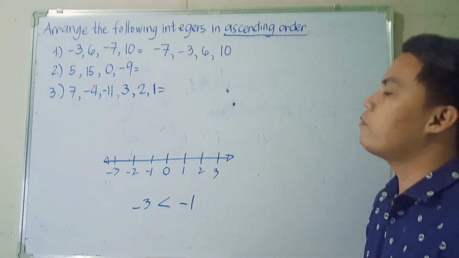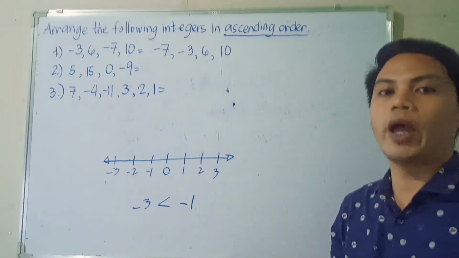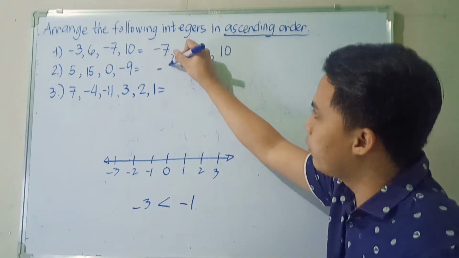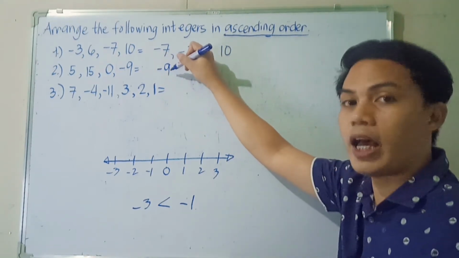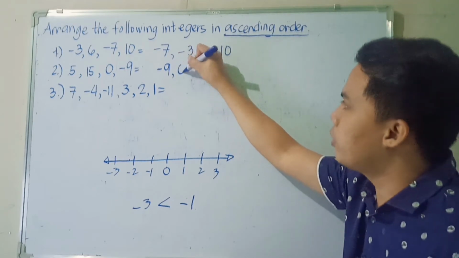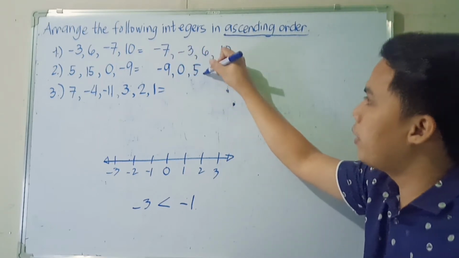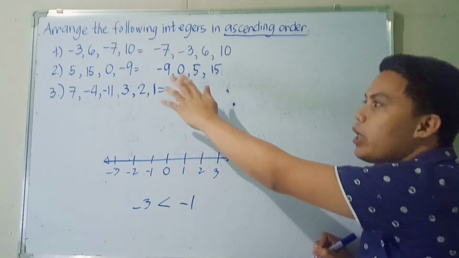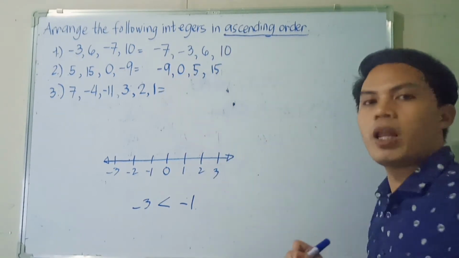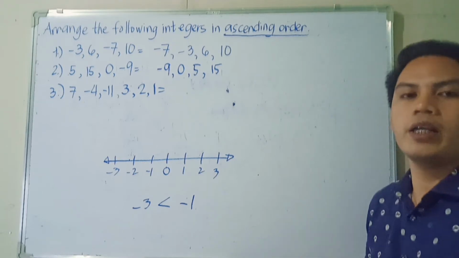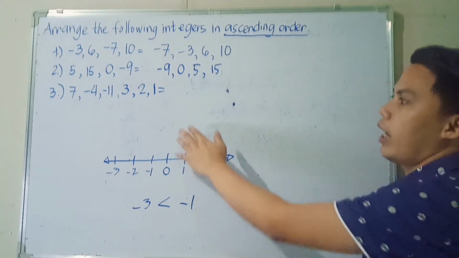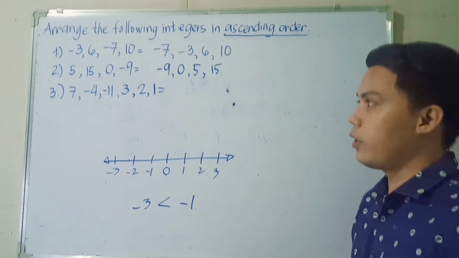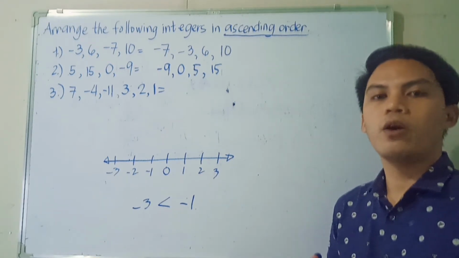Okay. Next, we have 5, 15, 0, and negative 9. And since isang negative lang ang meron tayo sa given, so ito na yung pinaka maliit. Then we have 0, we have 5, and 15. And of course, between a negative number or negative integer and 0, mas malaki yung 0 as compared to any negative integers.